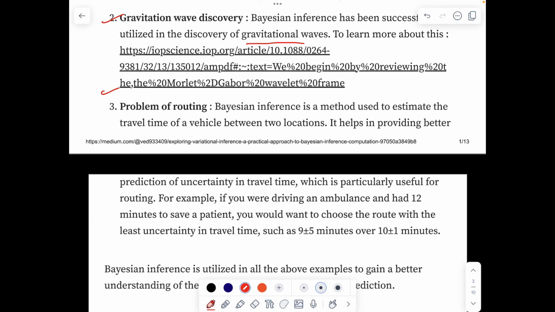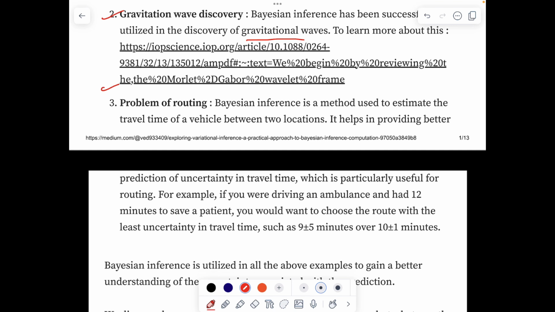Another important application where Bayesian inference is being used is to give an estimate of the travel time of a vehicle between two locations, which is a routing problem, and many big companies like Uber are using this in their platform. What Bayesian inference is doing is providing a better estimate of your predictions of the travel time.